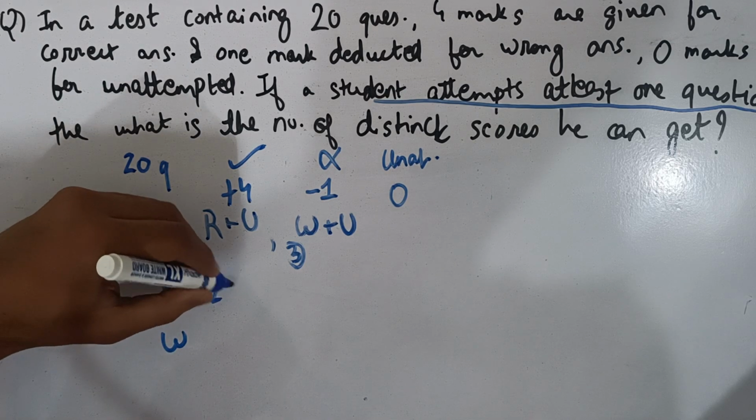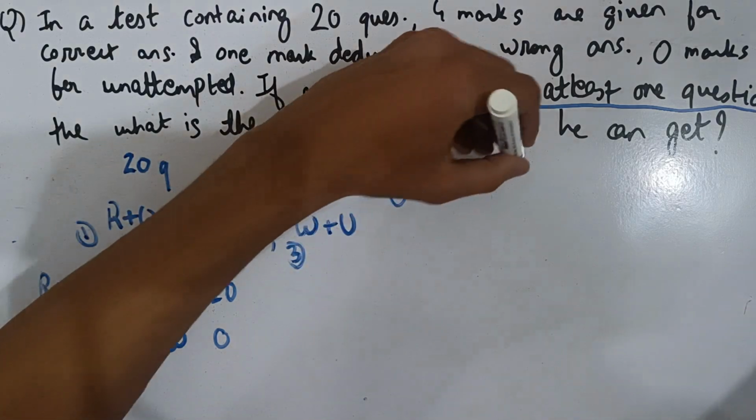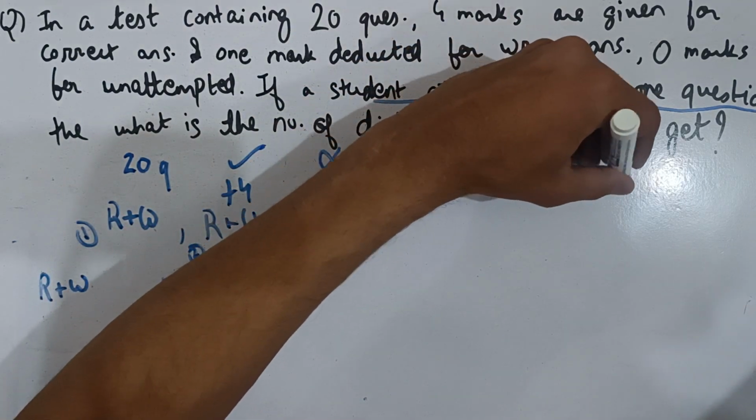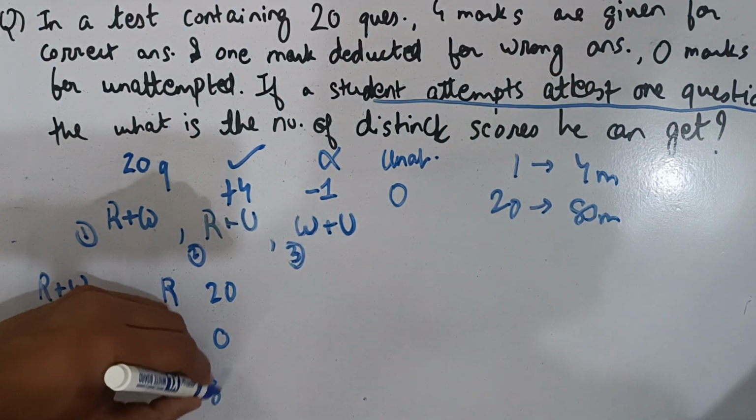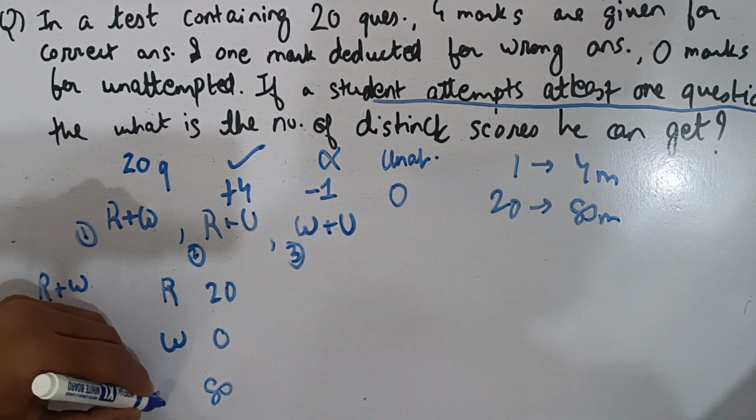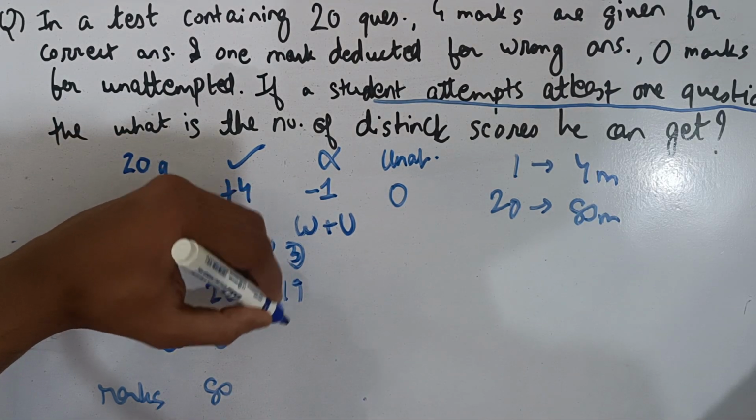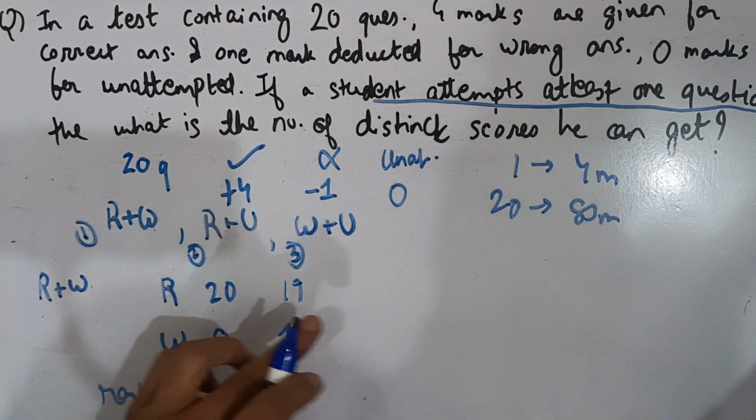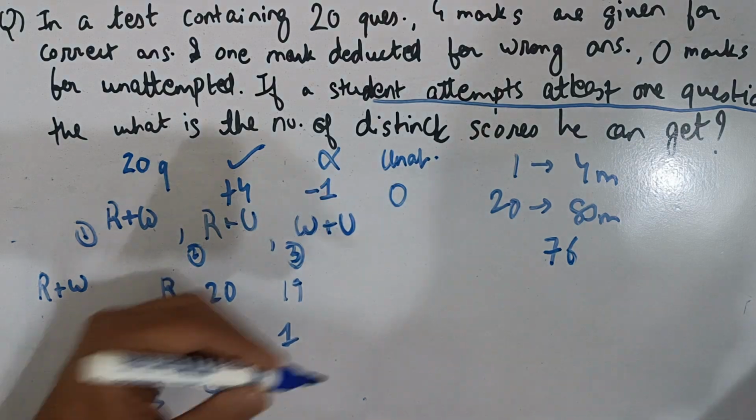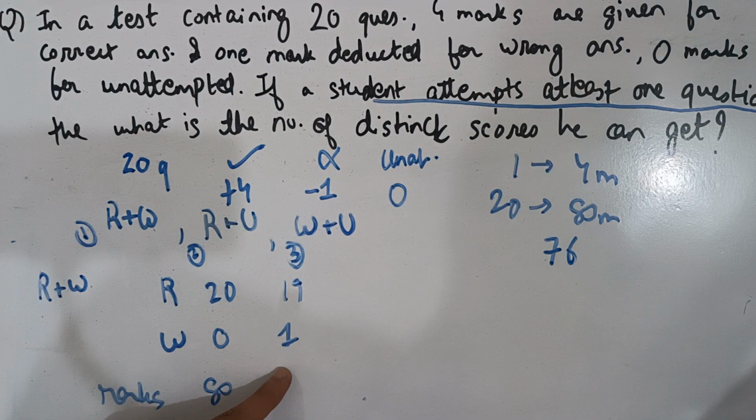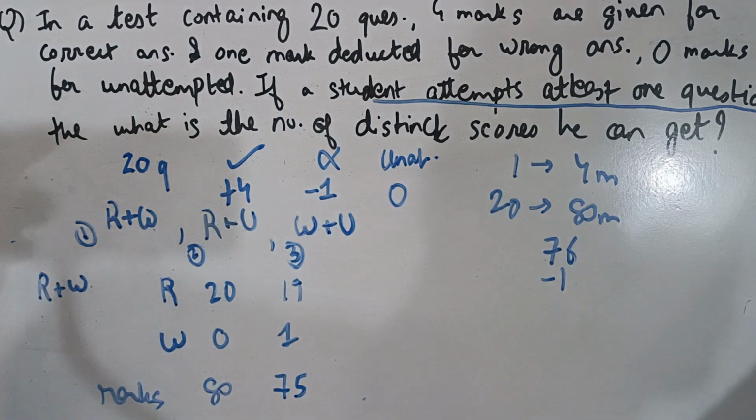If the student does all the questions right, how many marks will he get? For one question he gets 4 marks, so for 20 questions right, he'll get 80 marks. Here I'll write out the marks: 80. If the student does 19 questions right and one question wrong, he'll get 19 into 4, that is 76, and he has done one question wrong, so 1 mark would be deducted, that is 76 minus 1, that is 75.